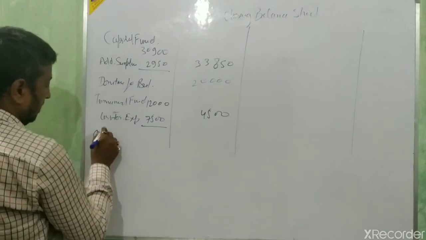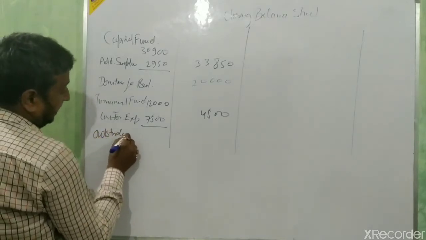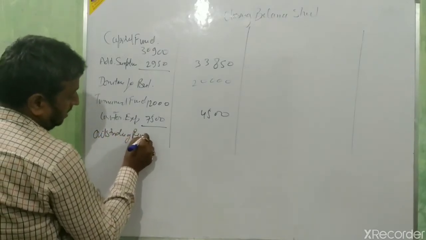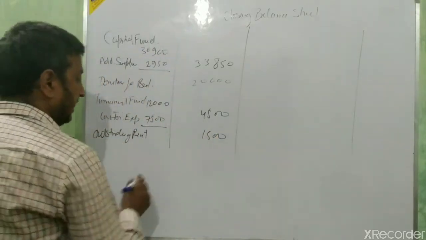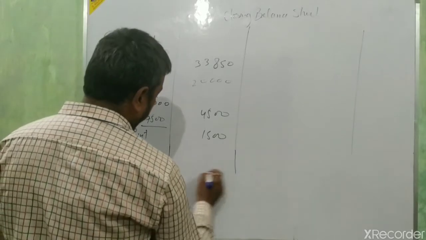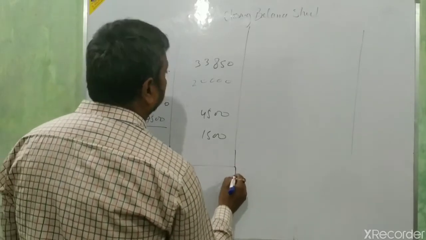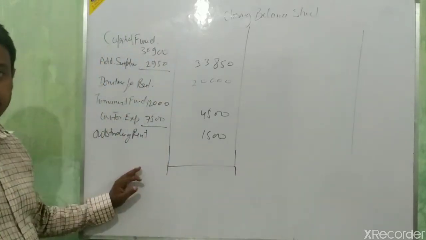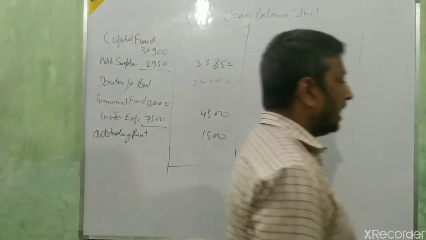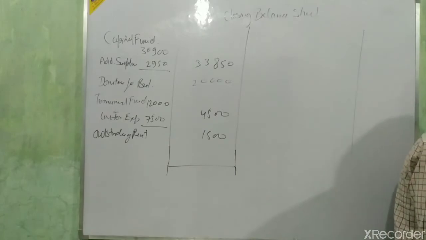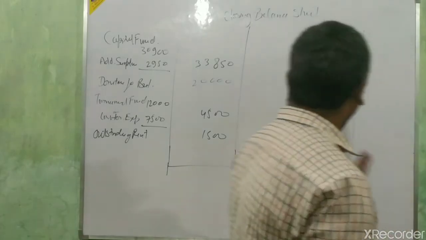Then outstanding rent amount is 1,500. Outstanding amount is 1,500, beta. Okay, clear? Outstanding amount 1,500. Clear or not? Okay. Then after this outstanding amount, we are going to that side, the asset side.